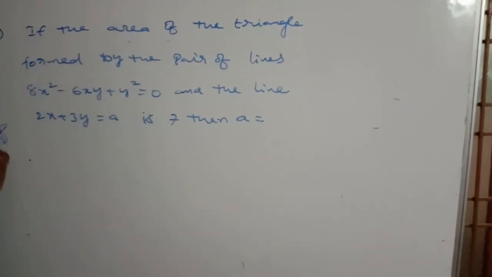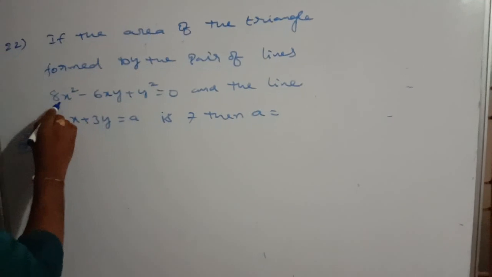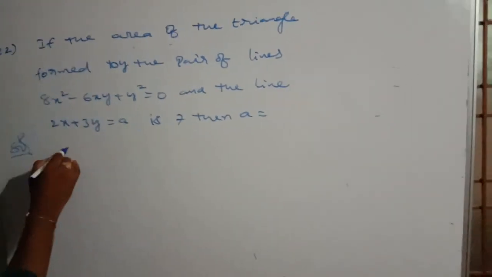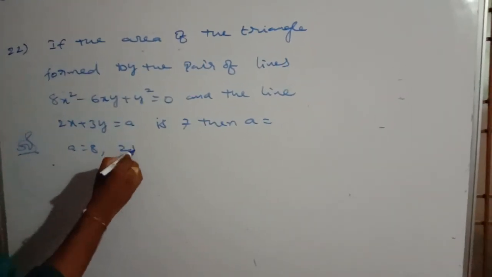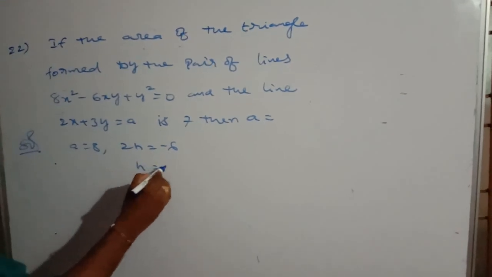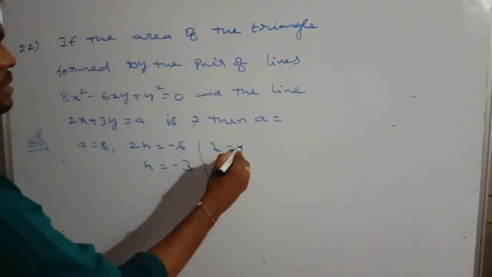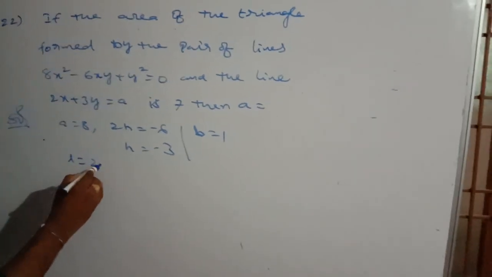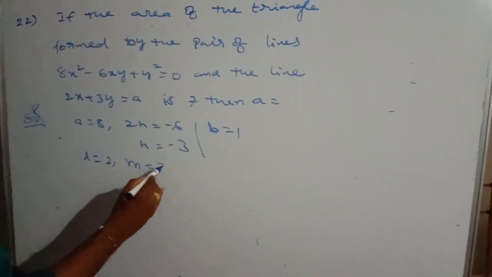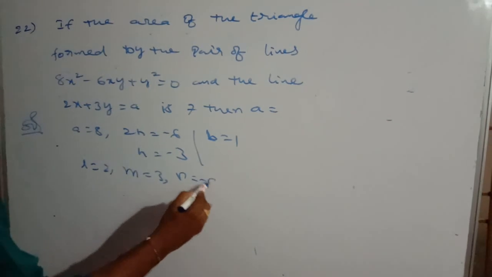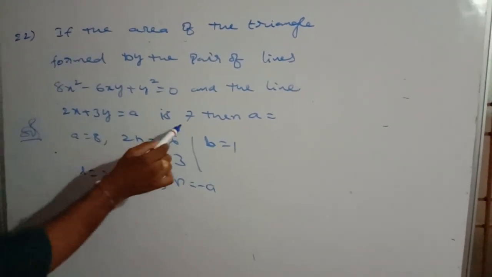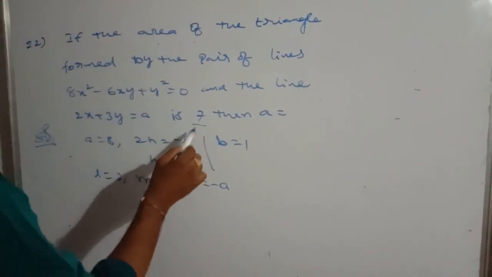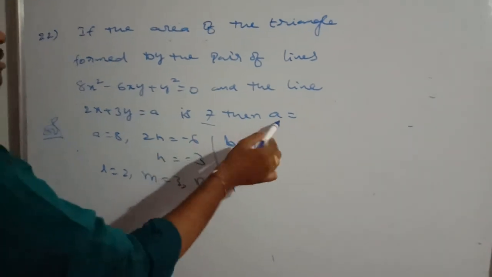Now here, ax square plus 2hxy plus by square is equal to 0. Here a is equal to 8, 2h is equal to minus 6, h is equal to minus 3, and b is equal to 1. And this is lx plus my plus n is equal to 0, where l is equal to 2, m is equal to 3, and n is equal to minus a. Now the area of the triangle is already 7 here, but the value of a.